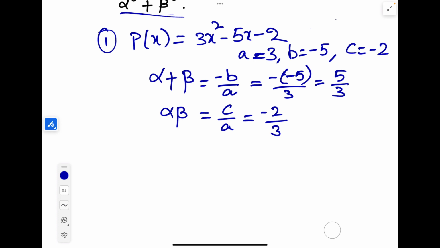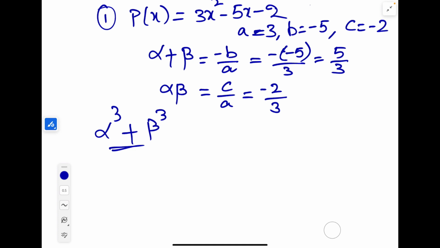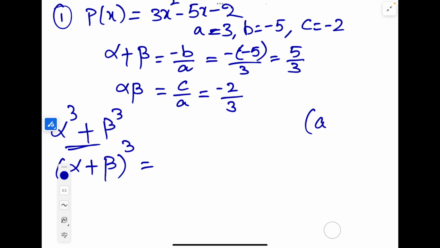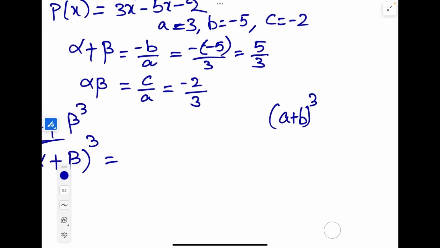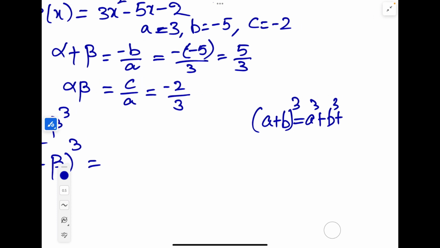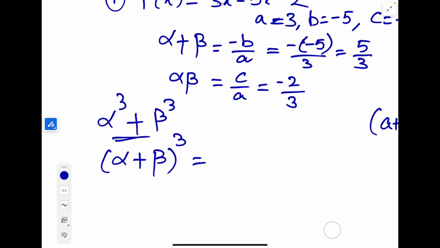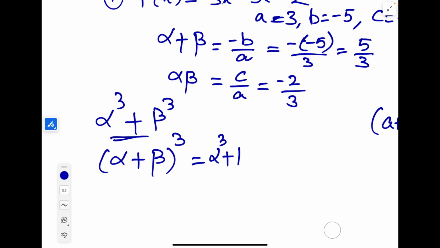Now, they are asking us to find alpha cube plus beta cube. Children, in class 9, we have learned an identity, alpha plus beta whole cube. Try to recollect what is alpha plus beta whole cube, and I will write the identity over here. A plus b whole cube, or x plus y also you can write, is equal to a cube plus b cube plus 3ab into a plus b, right? So same thing I am trying to use here. So it is nothing but alpha cube plus beta cube plus 3 alpha beta into alpha plus beta, right?